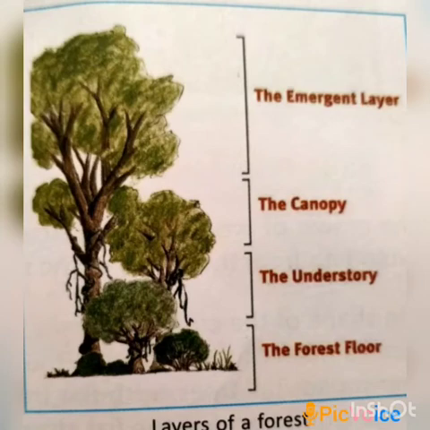The next one is the understory layer. The understory layer is made up of bushes, shrubs, and young trees that are adapted to living in the shade of the canopy. In this layer, a very little amount of sunlight reaches. That's why only the shrubs, bushes, and young trees, which are adapted to live in the shade of the canopy, can grow.